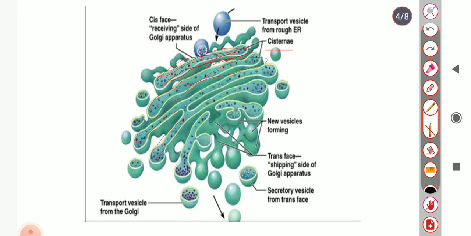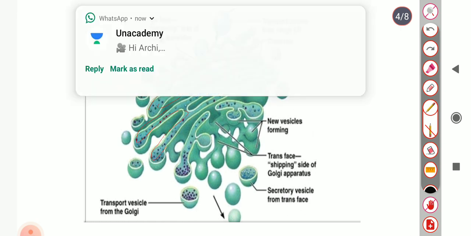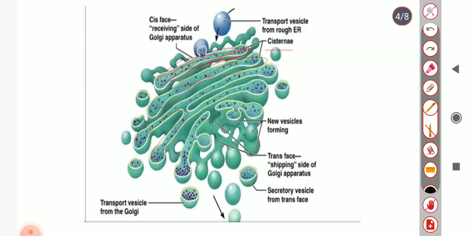The membrane of a cisterna is smooth but of variable thickness, and it is enclosed in 60 to 90 angstrom. In stalks, the adjacent cisterna are separated by a distance of 100 to 300 angstrom. Means adjacent cisterna, you can see these are two cisterna, and they are separated by a distance of 100 to 300 angstrom.